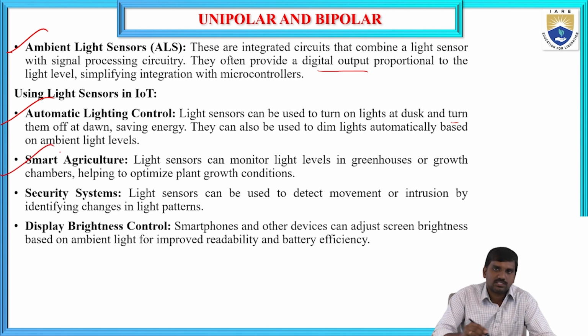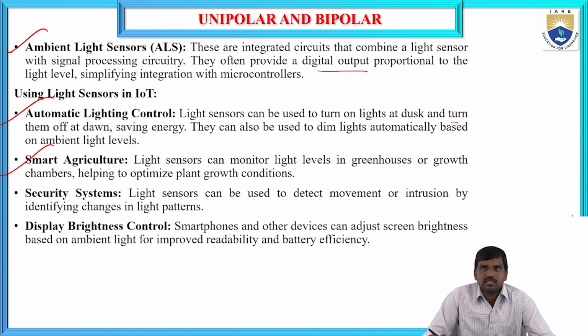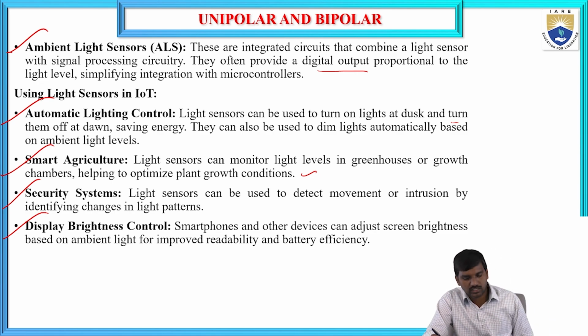The second one, smart agriculture. Light sensors can monitor light levels in greenhouses or growth chambers, helping to optimize plant growth conditions. That is the second one. And security systems. Light sensors can be used to detect movement or intrusion by identifying changes in light patterns. So that is the security system. Next one, display brightness control. Smartphones and other devices can adjust screen brightness based on ambient light for improved readability and battery efficiency. So these are the uses of light sensors in IoT.